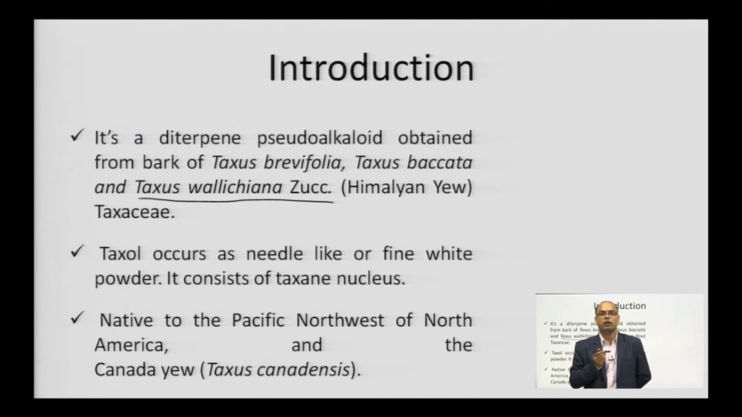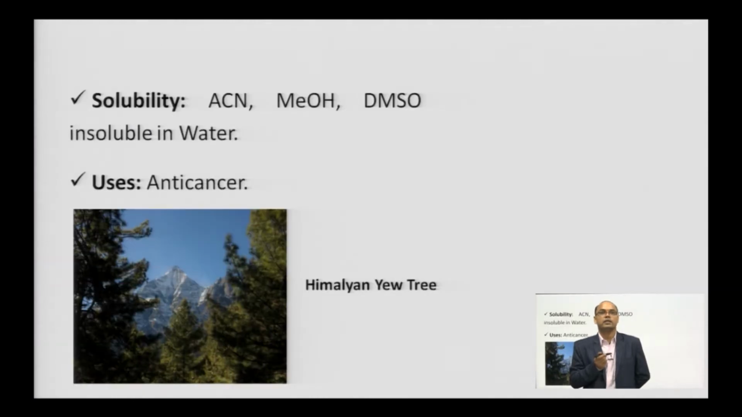So we have various cold places, temperate places for the cultivation of this yew tree, and normally this yew tree is found wild in the temperate climate zones. If we look at the solubility of Taxol, it is soluble in acetonitrile, methanol, dimethyl sulfoxide, but it is insoluble in water, and its main use is anti-cancer. And you can see the beautiful view of the Himalayan yew trees.